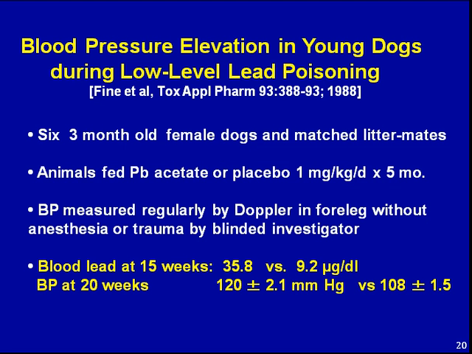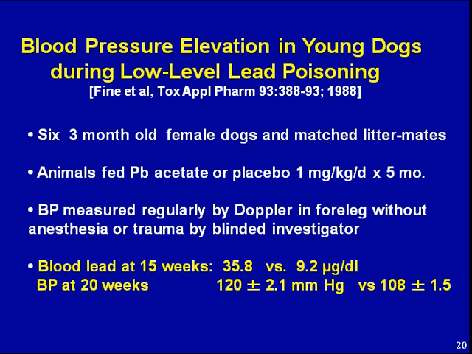The animal data exists in multiple species. And for purposes of today's talk, I just want to show you one particular study, which is small, but it was very well conducted. And it was performed over 20 years ago. This was a study by Dr.